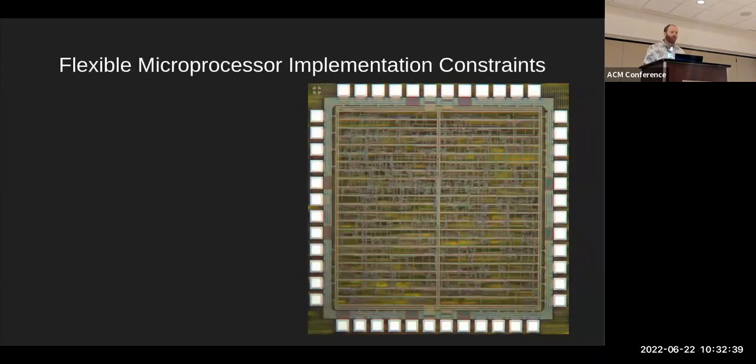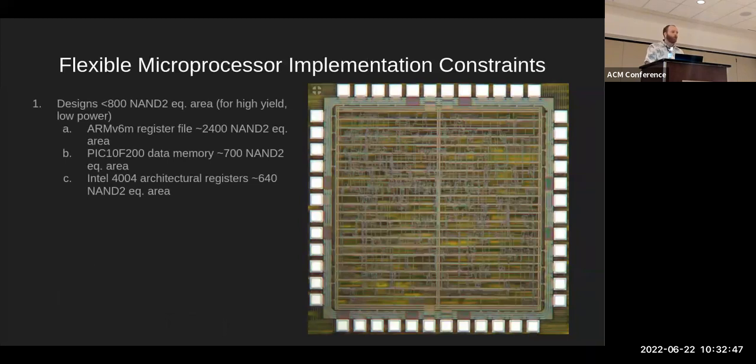Similarly, here are the design constraints we use to design the flexible microprocessors, keeping the application and ISA considerations in mind. First, we are restricted to very, very small designs. I'd like to emphasize exactly how small 802 equivalent area is. The total area for our processor is 1/3 the size of a Cortex M0's register file, or slightly larger than the data memory of the PIC-10F200, the smallest PIC MCU architecture.